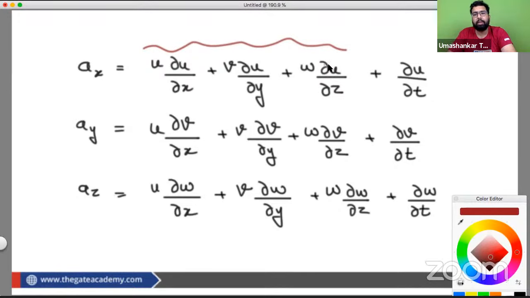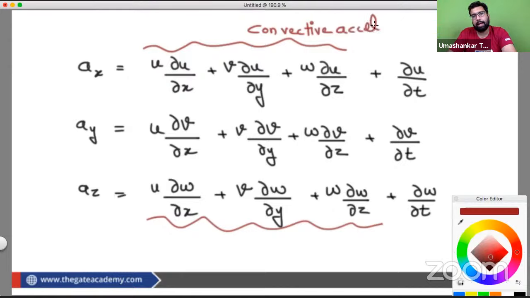Now, in each of these equations, the first three terms represent the changes of velocity with respect to space, because you have x, y, and z. So this is what we know as convective acceleration.